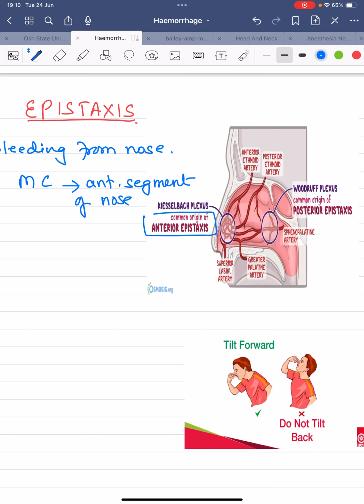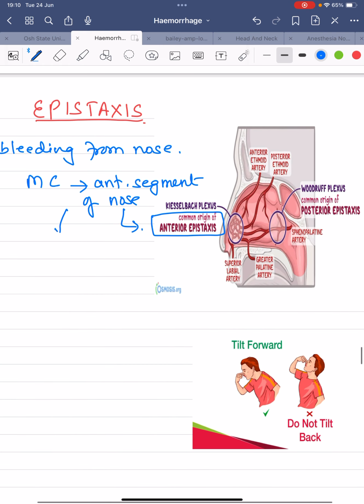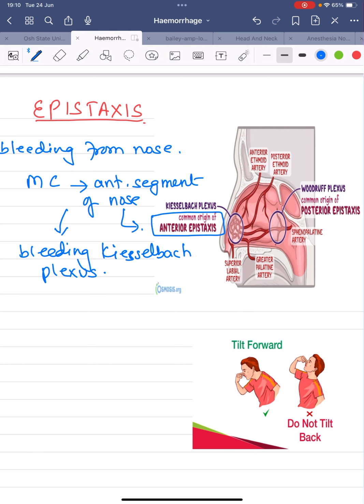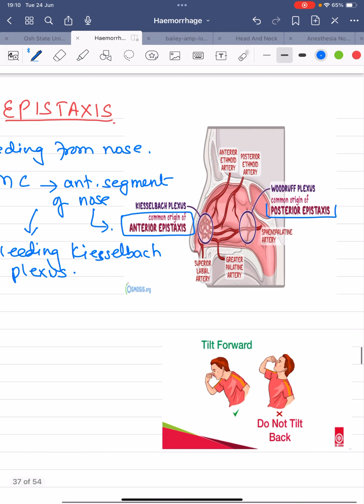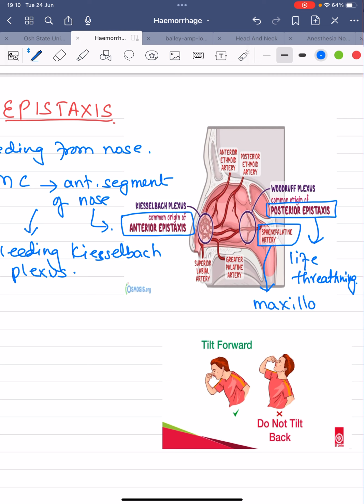It is the most common due to the bleeding from the Kiesselbach plexus. So bleeding from the Kiesselbach plexus, that is the anterior segment bleeding of the nose. Okay, and please remember, very important is your posterior epistaxis. Please remember, posterior epistaxis, the bleeding can be life threatening. Okay, so if the bleeding occurs from the posterior segment of the nose, it is life threatening, and it is mainly due to the sphenopalatine artery, which is a branch of the maxillary artery.